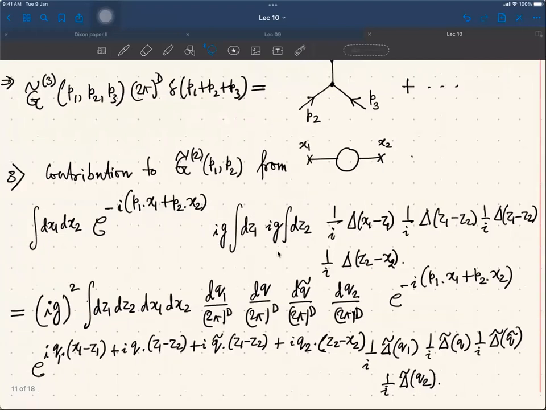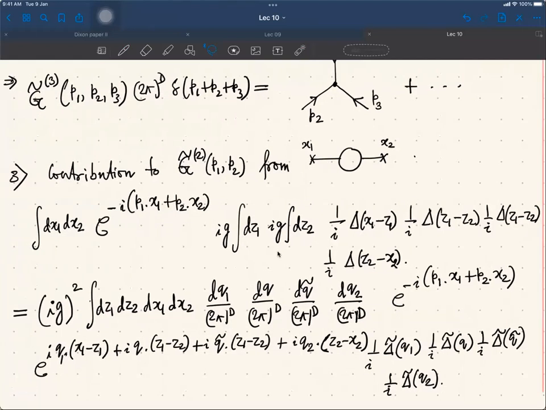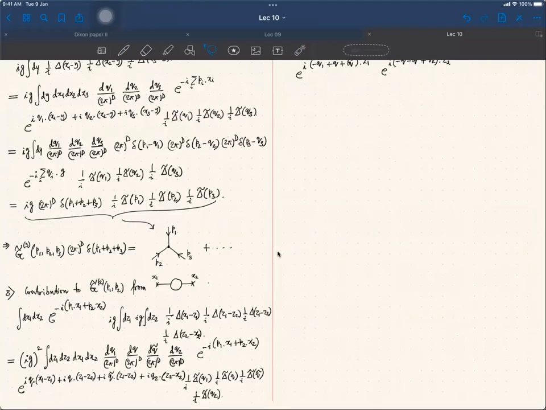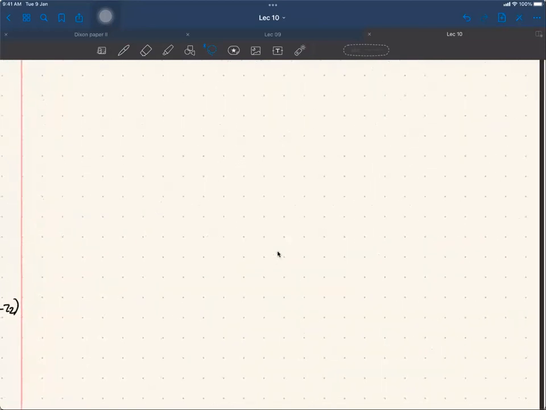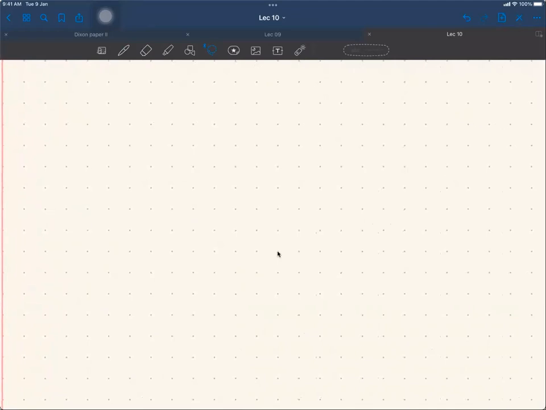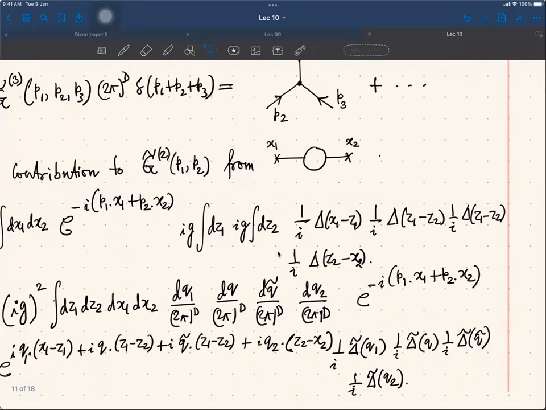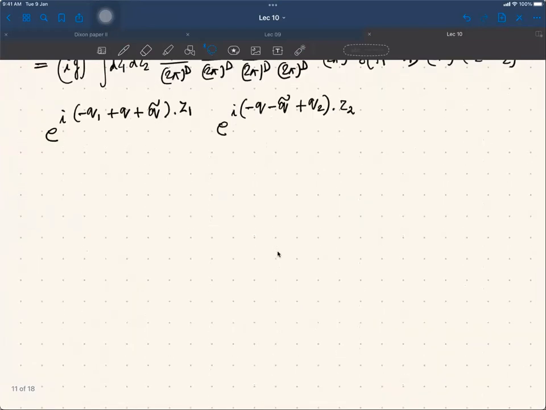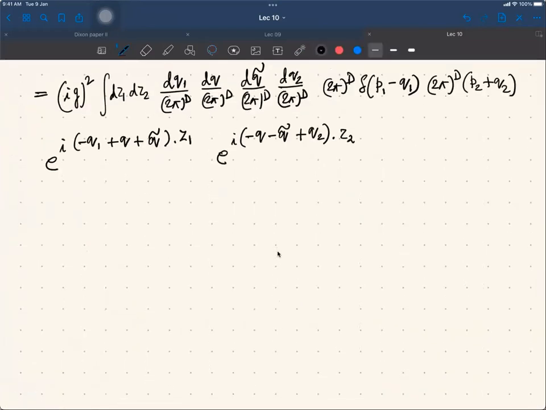So those are all these x and z integrals. And then we have this bunch of propagators for q1, q, q tilde, and q2. So 1 over i delta tilde q1, 1 over i delta tilde q, 1 over i delta tilde q tilde, times 1 over i delta tilde q2.